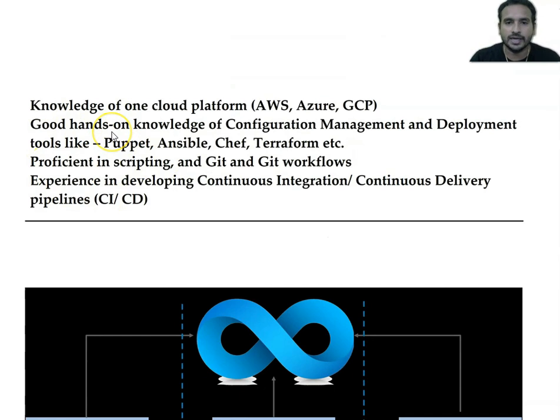Now you need to understand that if someone needs to be a DevOps person, they must understand AWS, Azure, or Google. These are the cloud platforms: Google Cloud Platform, Azure, and Amazon Web Services. One of these knowledge areas is required, along with hands-on experience with configuration and deployment tools, that is Puppet, Ansible, Chef, and Terraform, right? Then proficiency in scripting, and working with Git or Git workflow. They need to understand that, and have experience in CI/CD pipelines, how exactly the flow works.